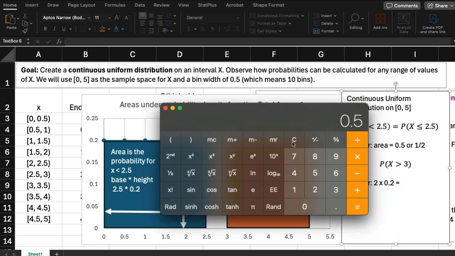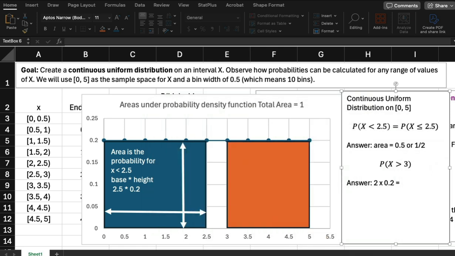So 2 times 0.2, let's do that. 2 times 0.2 equals 0.4, which is basically 4/10 or 2/5. So the probability that x is greater than 3 on a continuous uniform distribution on the interval 0 to 5 is equal to 4/10 or 0.4. So that's 4/10 of the total area. That's our 4/10, the orange that you see there.